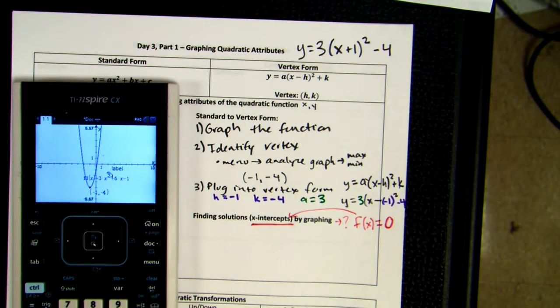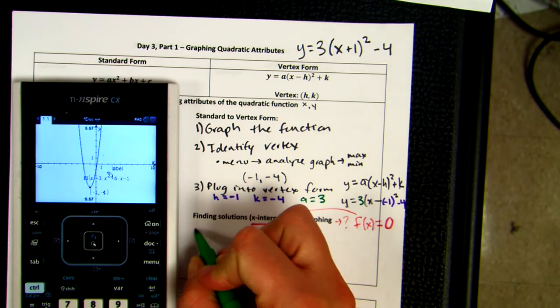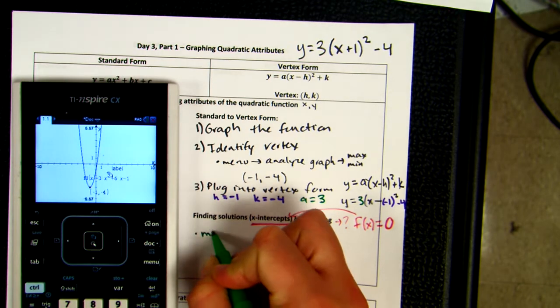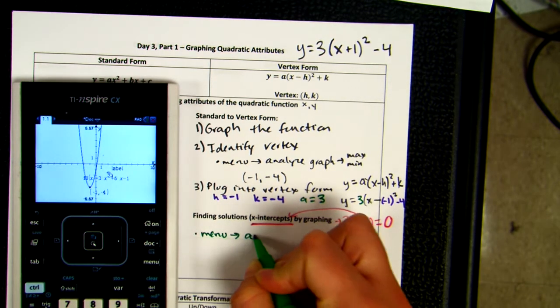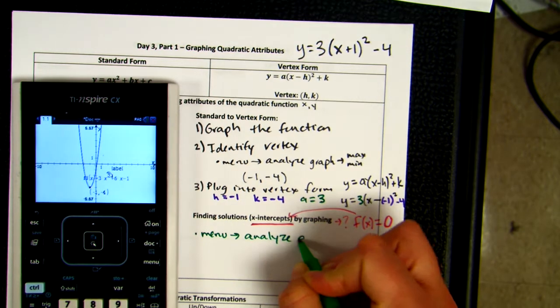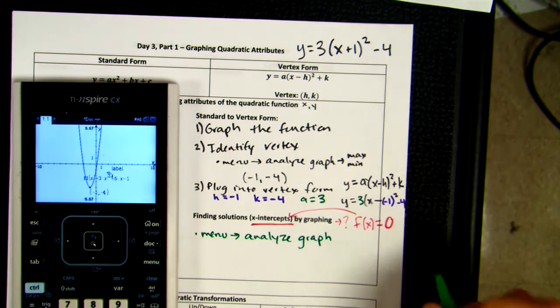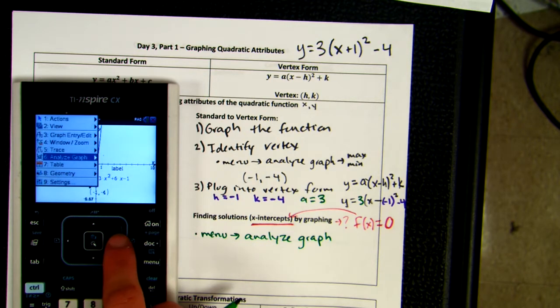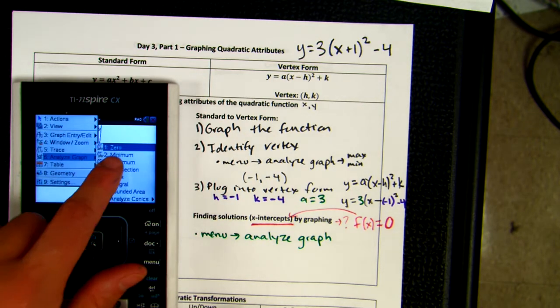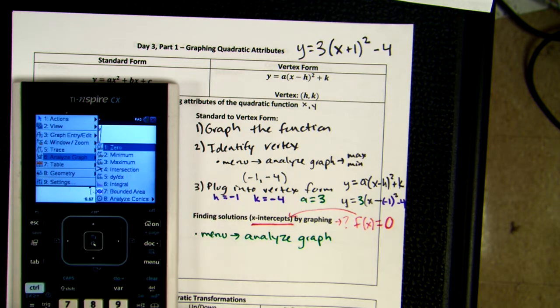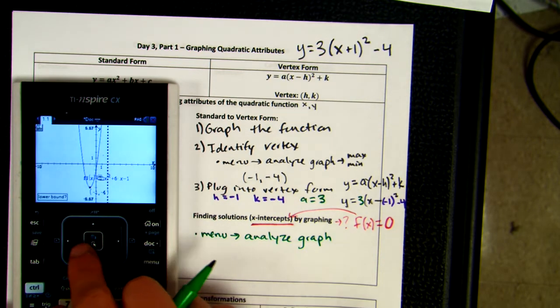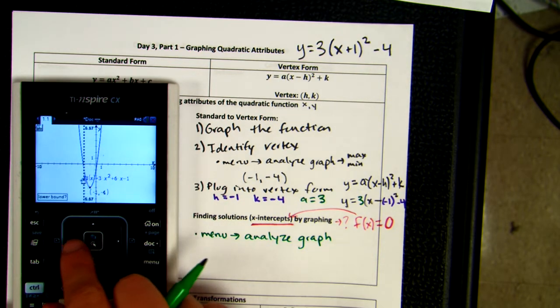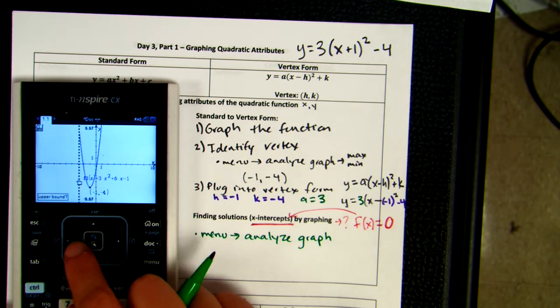We again go to, I'm going to use green here. We again go to Menu, Analyze Graph. But this time we're looking for a different piece of information in the graph. So we go to Menu, Analyze Graph, and then we scroll down, or it's actually the first one, a 0, and we press Enter.